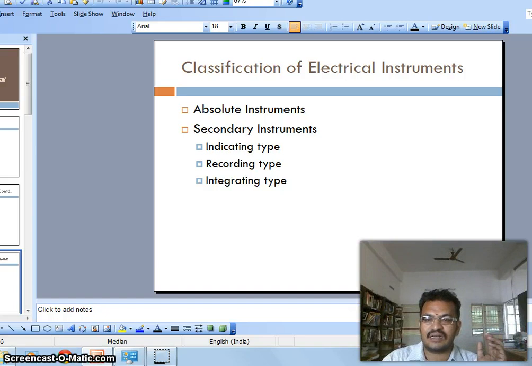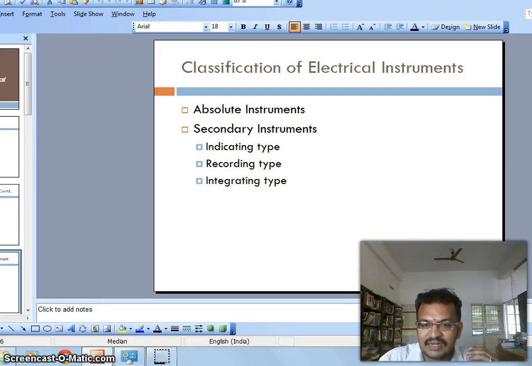Another one is recording type. Recording means it is done over a selected period of time. That is, it gives a continuous record of variations in the electrical quantity to be measured over the selected period of time. That is called recording type. For example, the strip chart recorder, potentiometric recorder, etc.